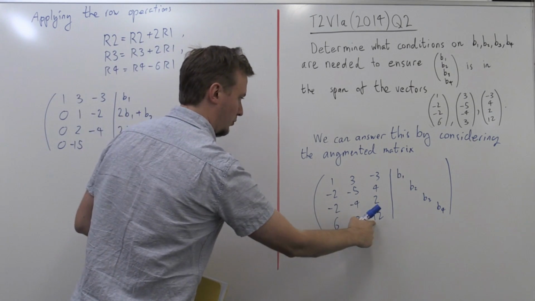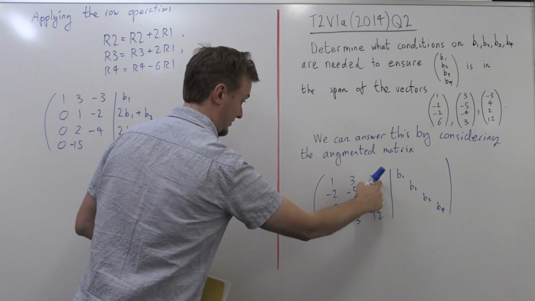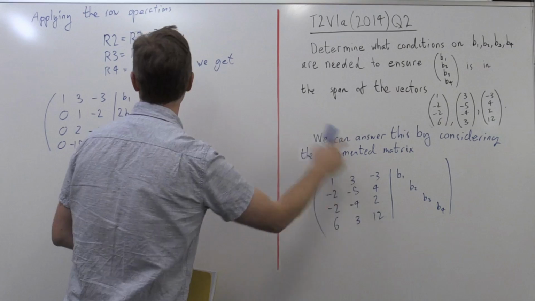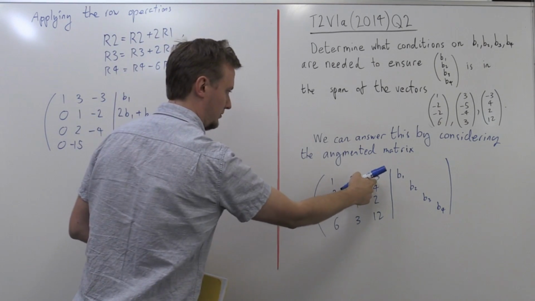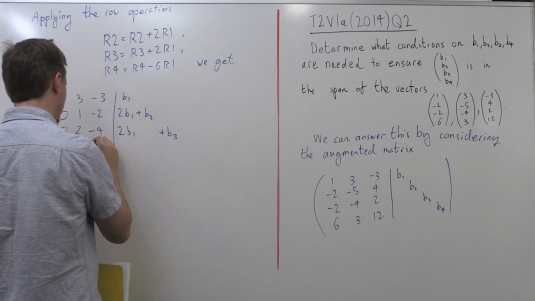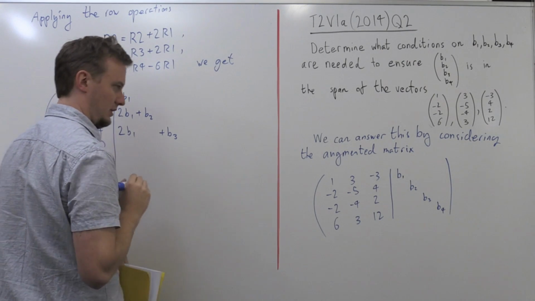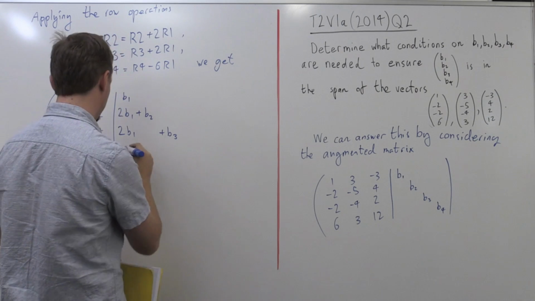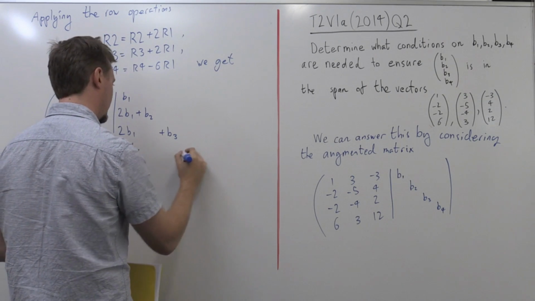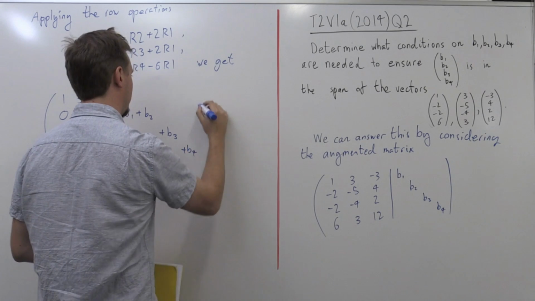This will become a 12 plus 18. So there are 2 minus signs here. There's a minus 6 minus 3. So 12 plus 18 is 30. And this becomes minus 6 times B1 plus B4.